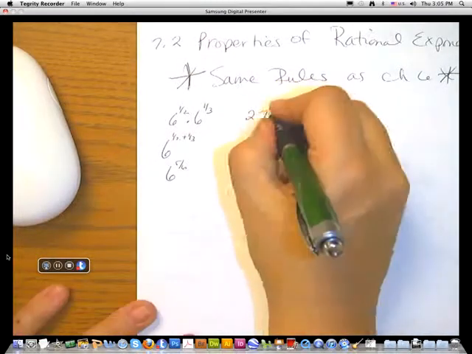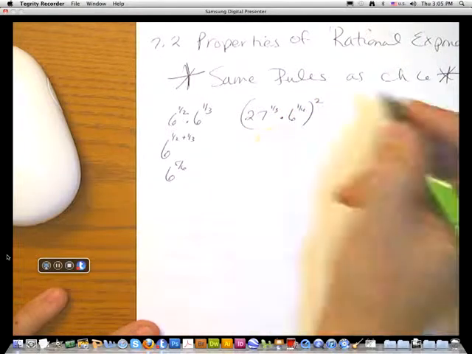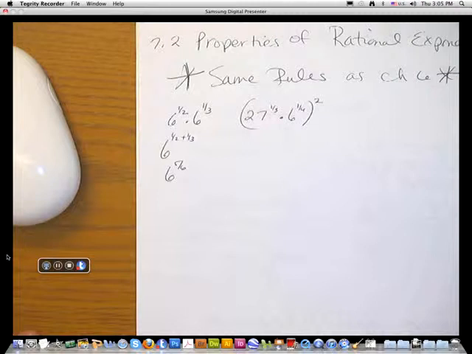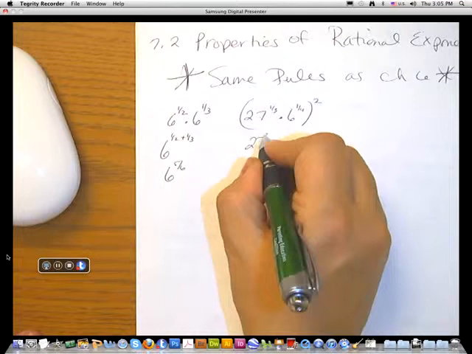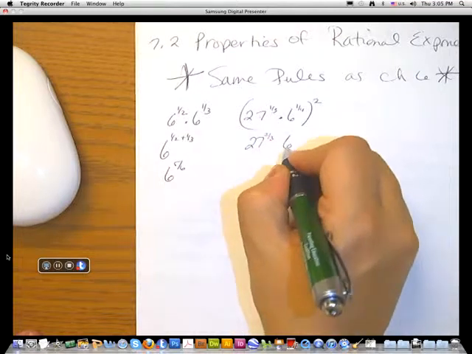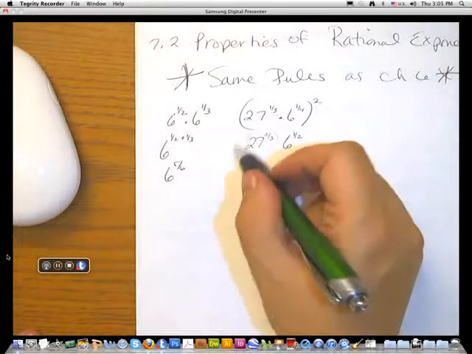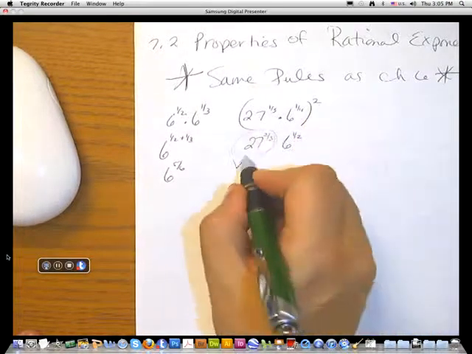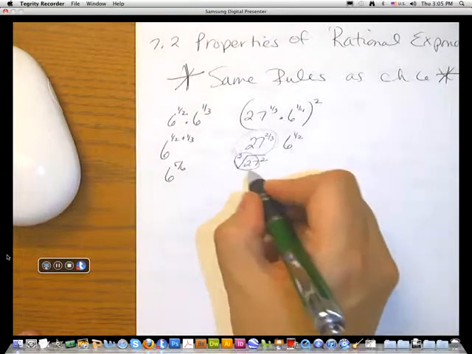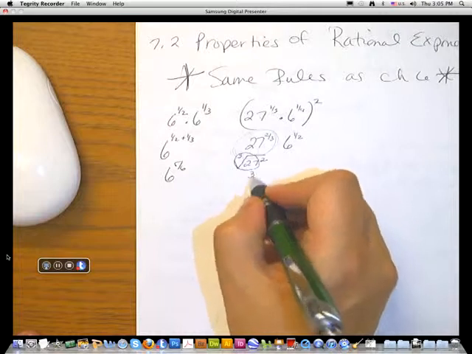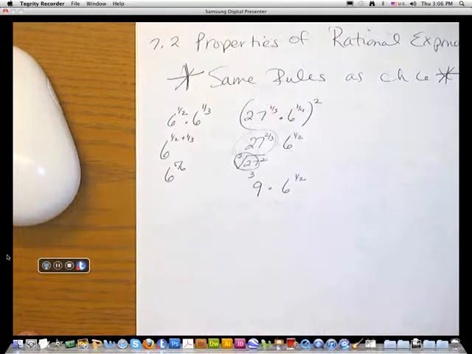27 to the 1/3 times 6 to the 1/4, squared. That's 27 to the 2/3, and 6 to the 1/2. Now, this I could possibly do something with, and I need to check it. The cube root of 27 squared. Cube root of 27 is 3. 3 squared is 9. I can simplify it. I have to simplify it.